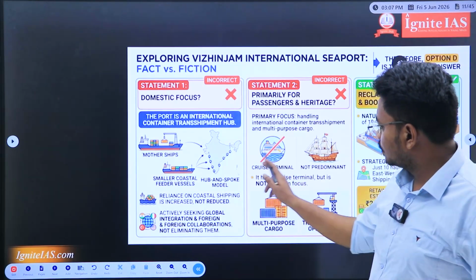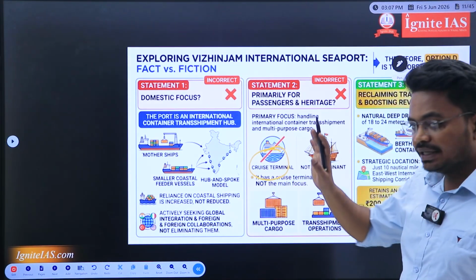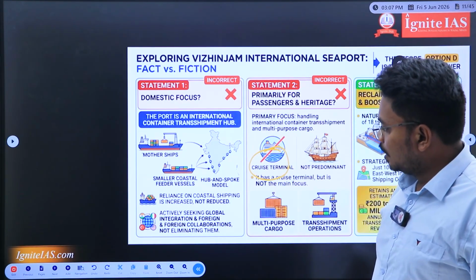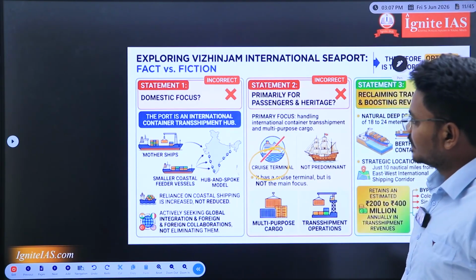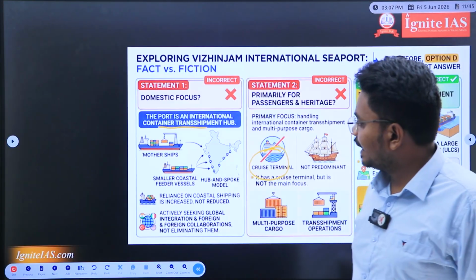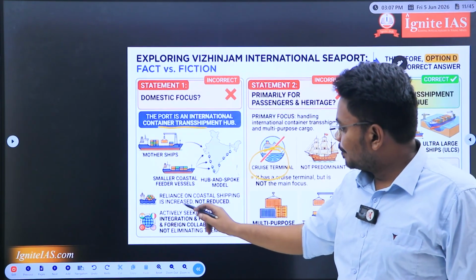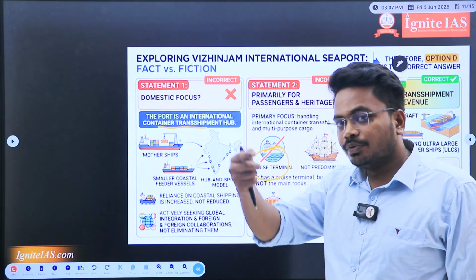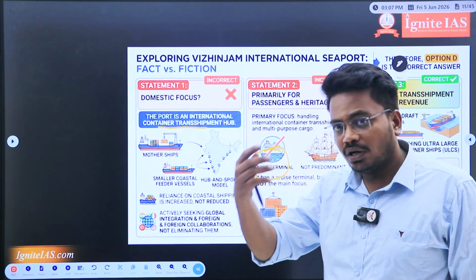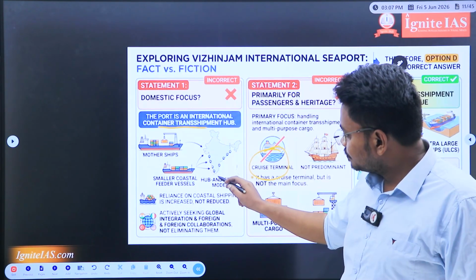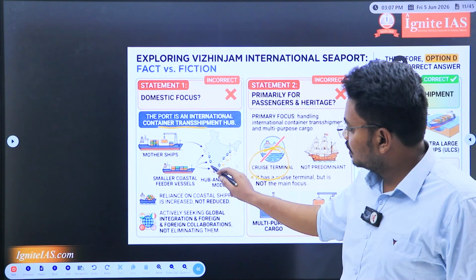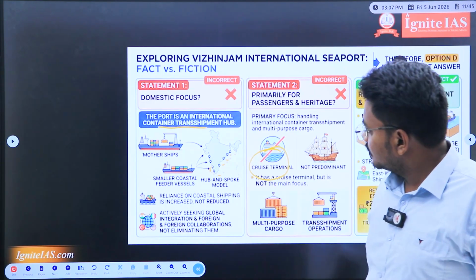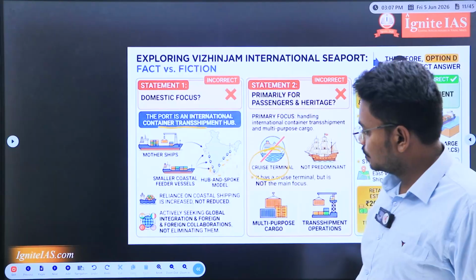As I told you earlier, it is not for a cruise terminal. It is not predominantly focused on domestic trade. It is for international trade. Actually, this port acts as an international container transshipment hub. What does it mean? It means that the mother ships will be coming here, and the smaller coastal vessels will be taking up from those bigger vessels, and as a hub and spokes model, all these goods and containers will be carried across the different seaports we have across the eastern and western coast of India.